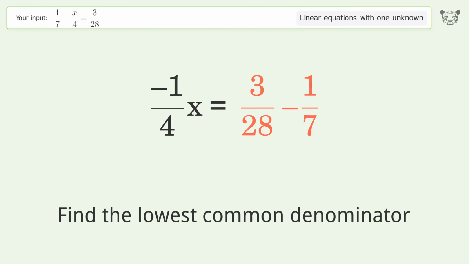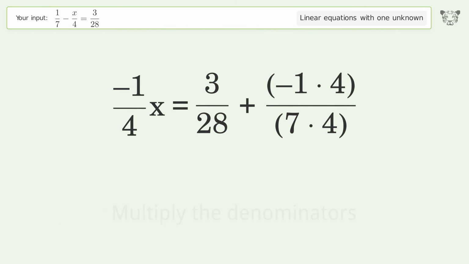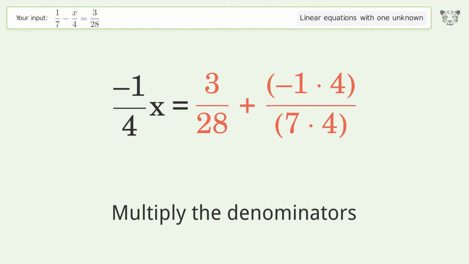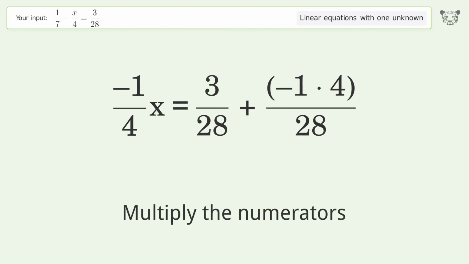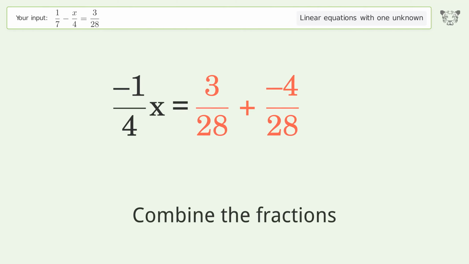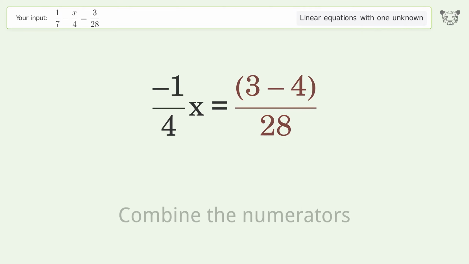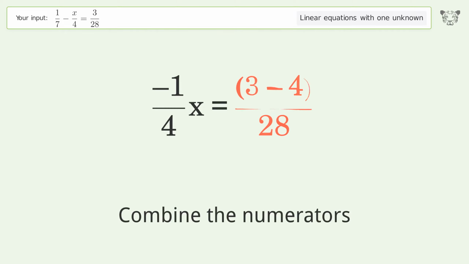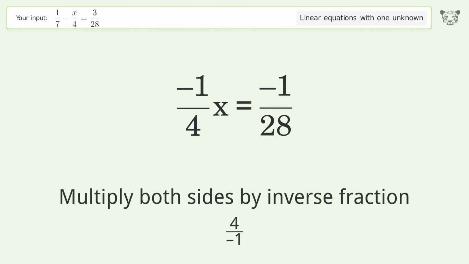Find the lowest common denominator. Multiply the denominators. Multiply the numerators. Combine the fractions. Combine the numerators. Isolate the x. Multiply both sides by inverse fraction 4/-1.